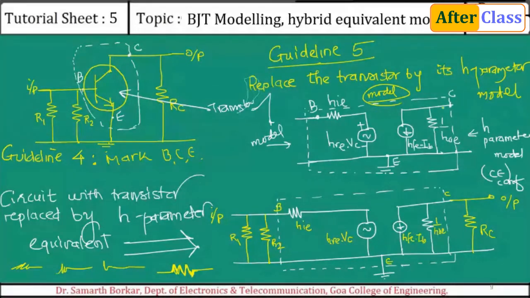We are replacing this model. You see the dotted box here. So we just replace this transistor by this model. And when I do so, I get this big circuit. Okay. So this is what is referred to as the AC equivalent circuit.